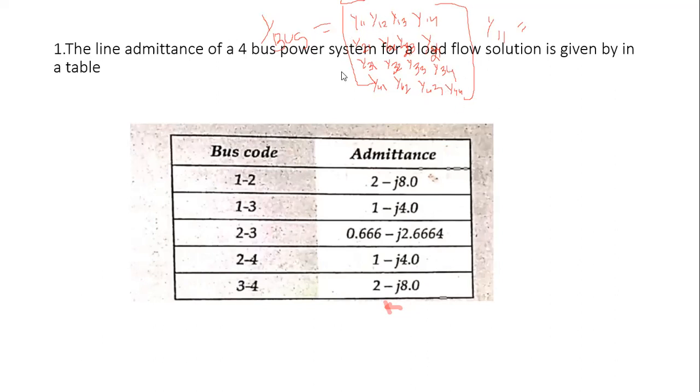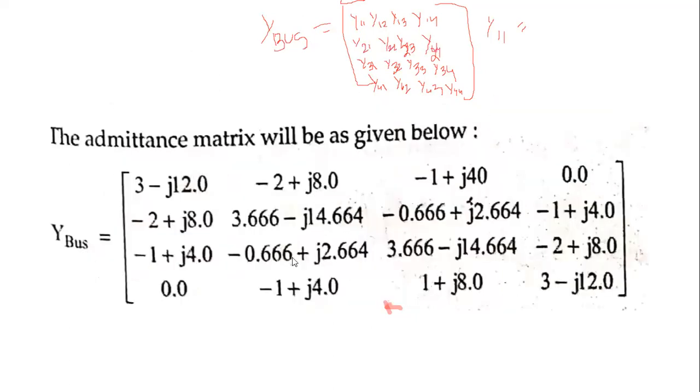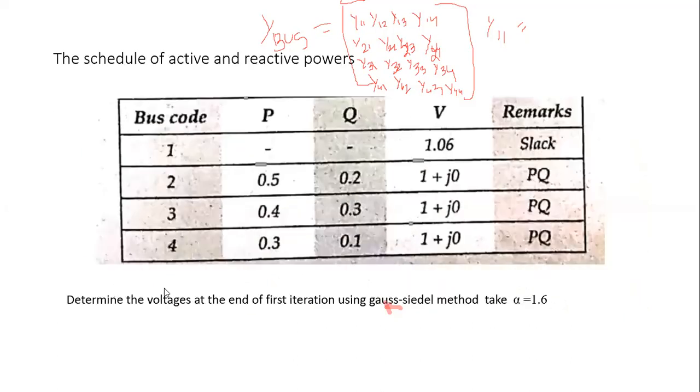This is the procedure for the formation of the Y-bus matrix. These are the diagonal elements, and the non-diagonal elements are minus of the corresponding line admittances. This is the formation of the Y-bus matrix.